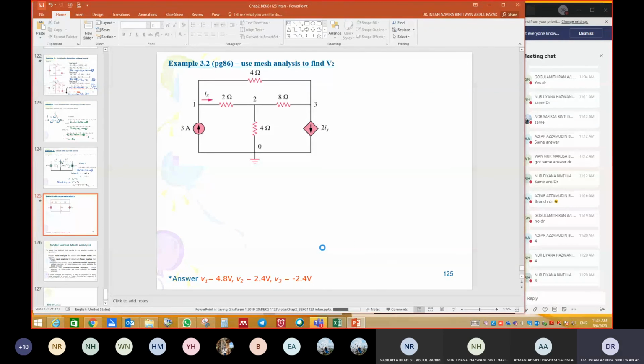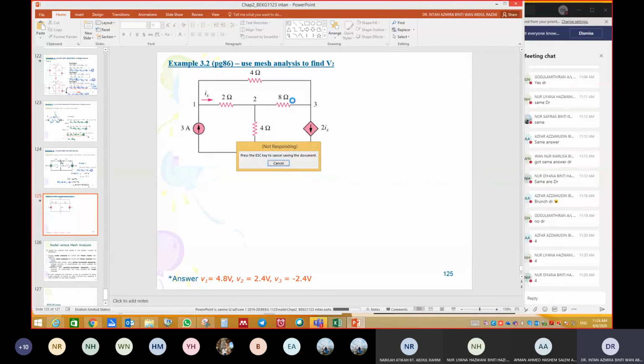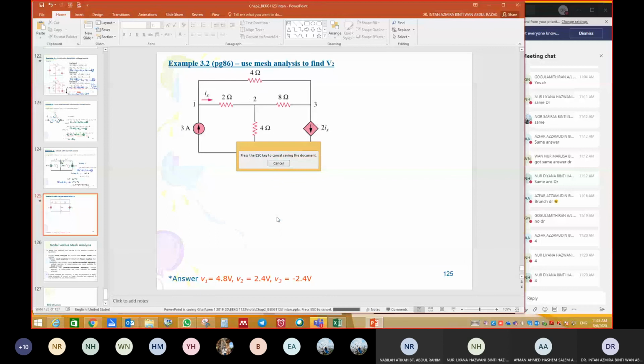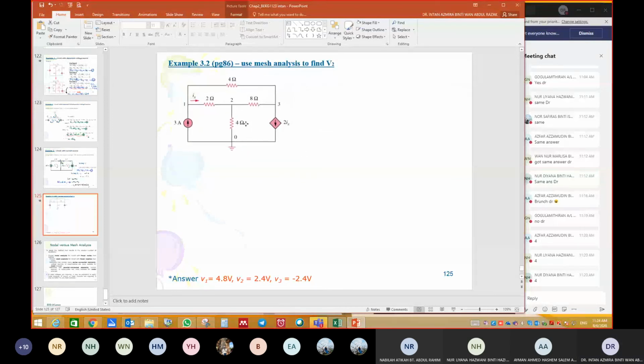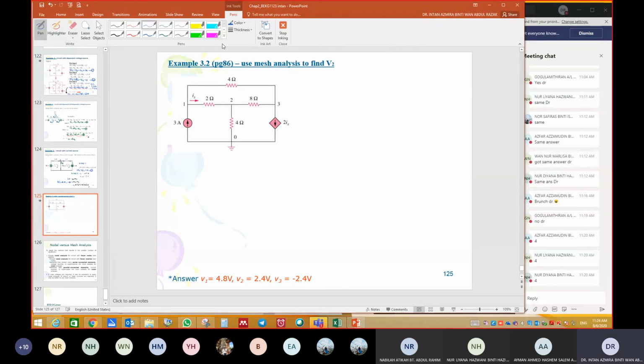Okay, now let's try. Okay, class, try yourself. Challenge yourself to find V2 by using mesh analysis. Okay, try it yourself.